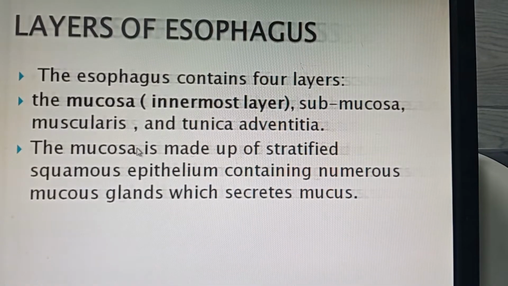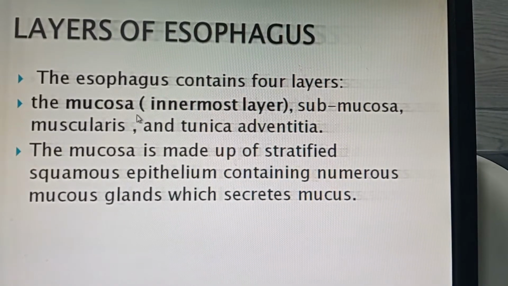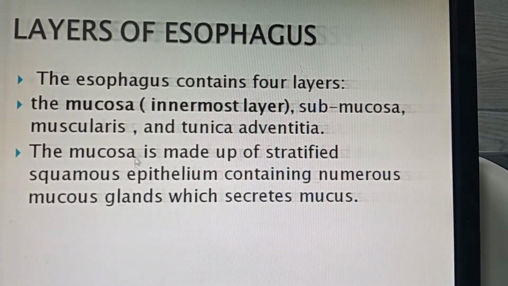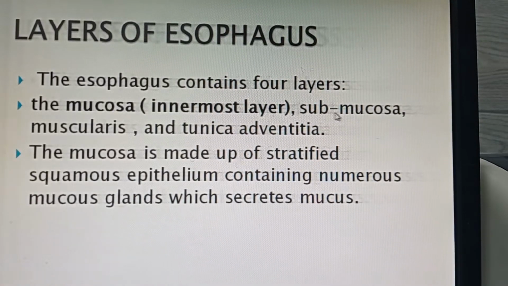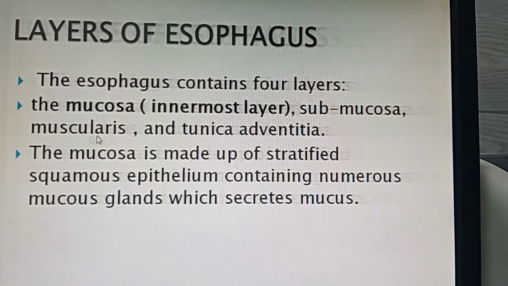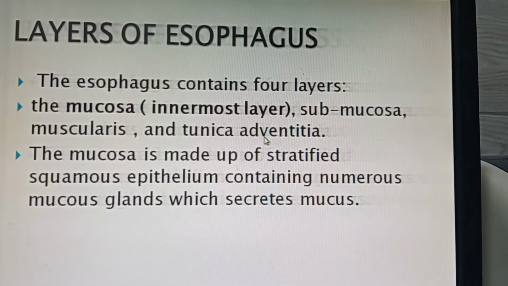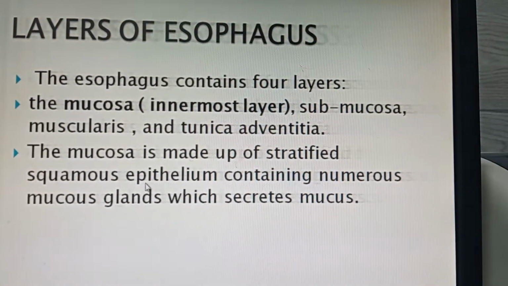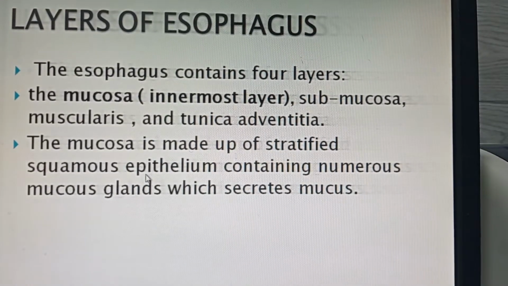Layers of the esophagus. The esophagus is composed of 4 layers. The innermost layer is the mucosa, which secretes mucus and keeps the esophagus tube moist. Then the submucosa, then the muscularis layer, and the outermost layer is the tunica adventitia. The mucosa is composed of stratified squamous epithelial cells, which have numerous mucus glands which secrete mucus.